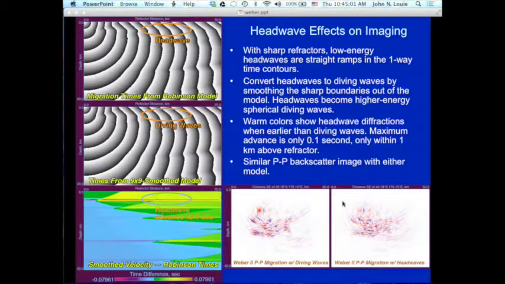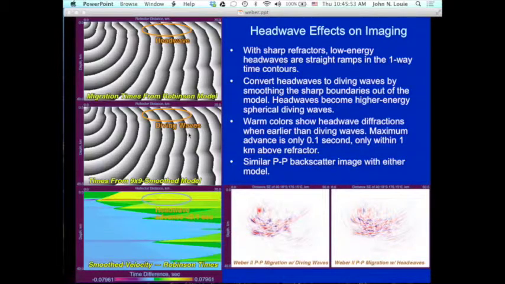All right. Now, when you have sharp refractors, the low energy head waves are straight ramps in these one-way travel time contours. You can convert these head waves to diving waves, which means that they're kind of looping around a little bit. So I smoothed out the velocity model and recomputed the travel times, and you can see that the sharp ramp becomes more of a curve. So that I'll call a diving wave.